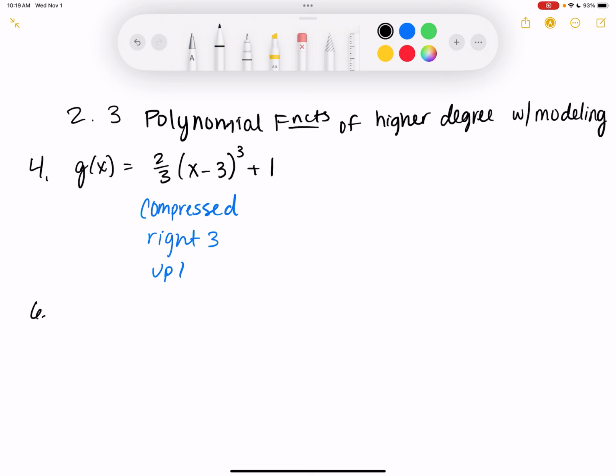Number 6, g of x is equal to 3 times (x minus 1) raised to the 4th, minus 2. What is this one? Stretched. It's a number bigger than 1. I can't remember if it was 0 or 1. What else? Right 1 and down 2. Yep.